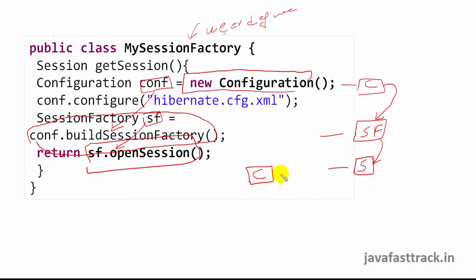Configuration is a class. From the configuration class, we can get session factory object. Session factory is an interface. We can get an object of type session factory. From the session factory, we can get session object. Also, you can see that configuration object is loading the configuration parameters from the Hibernate configuration file.